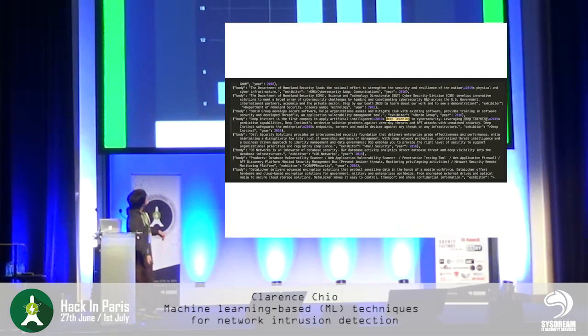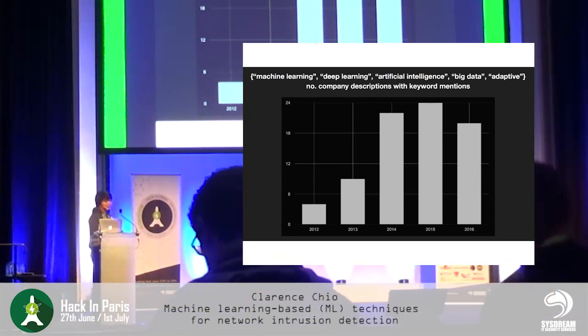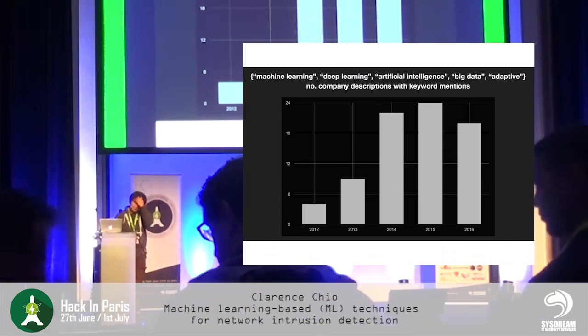But anyway, what I did was a simple study on the company descriptions. The number of companies that use machine learning, deep learning, AI, or big data adaptive has been steadily going up from 2012 to 2016, especially between 2013 and 2014. I'm not sure why. I'm sure you guys have noticed as well. Between 2015 and 2016, there's a slight drop, maybe because people start feeling that it's becoming too much of a buzzword and not real anymore. But there certainly is industry interest in this.